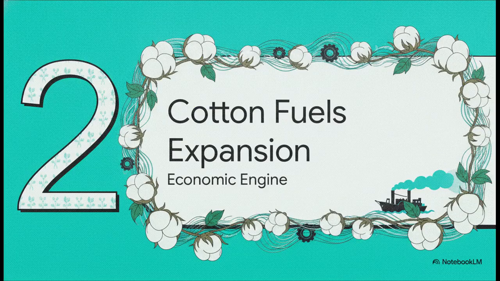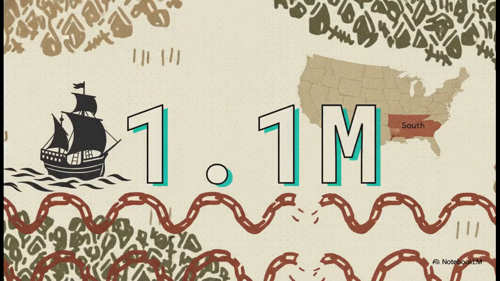Section 2. Cotton fuels expansion, the economic engine of slavery. Let's look at the economic catalyst that completely rewired the Southern landscape. To really grasp the scale here, just think about the demographics. By 1810, the enslaved population in the South had exploded to a staggering 1.1 million people. Just 20 years earlier, in 1790, that number was around 650,000. That is a massive, rapid jump.